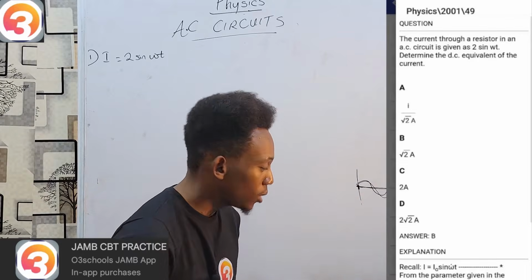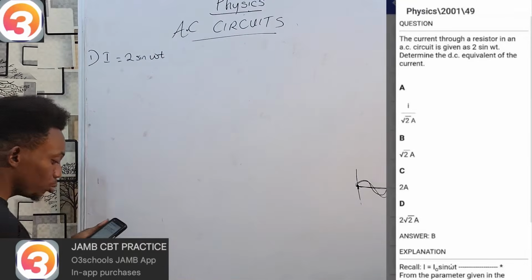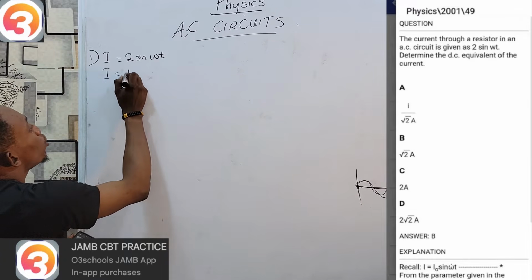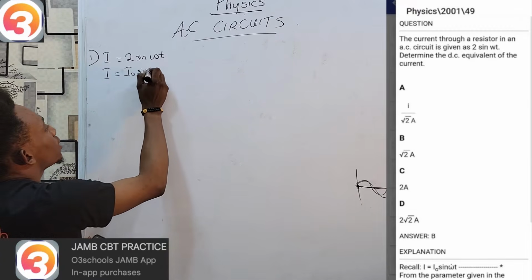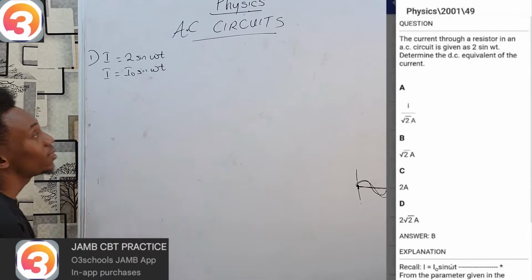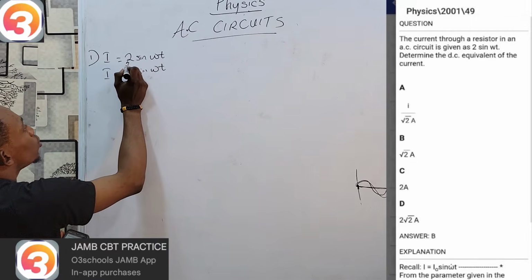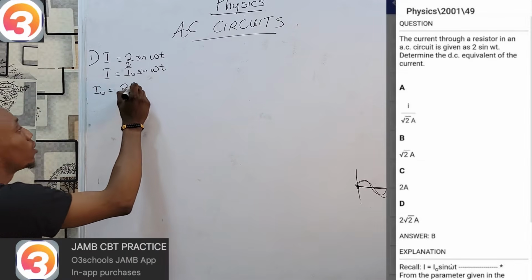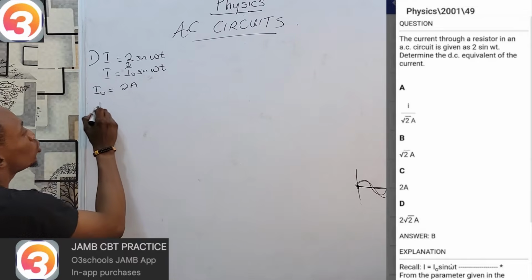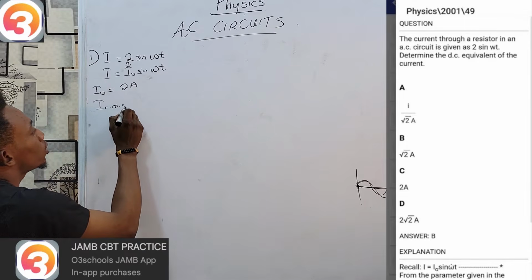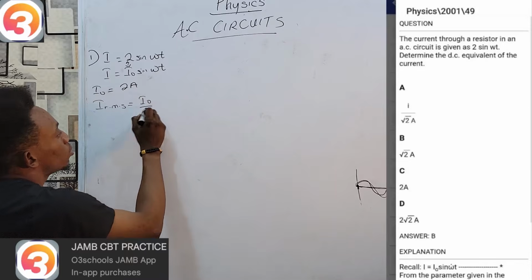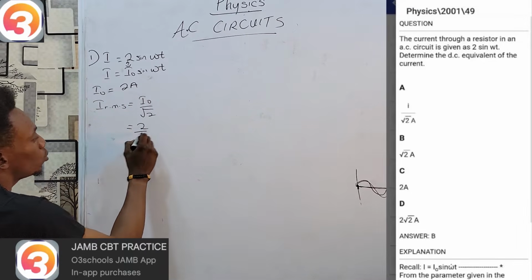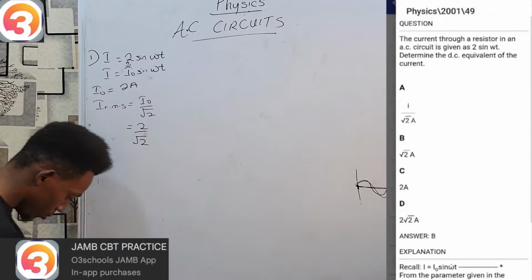And if you look at this representation for the AC current compared to your formula I naught sine omega t, you realize that obviously these two are connected. So I naught must equal 2 ampere. And given that you know that the root mean square value of current equals I naught over root 2, that means your answer will be 2 over root 2.